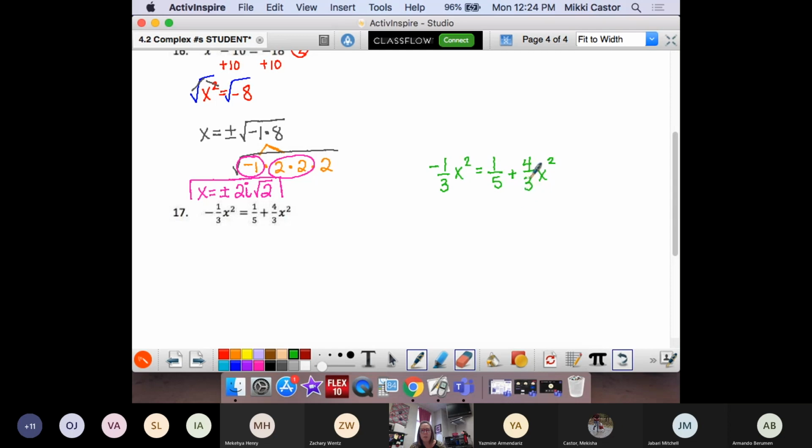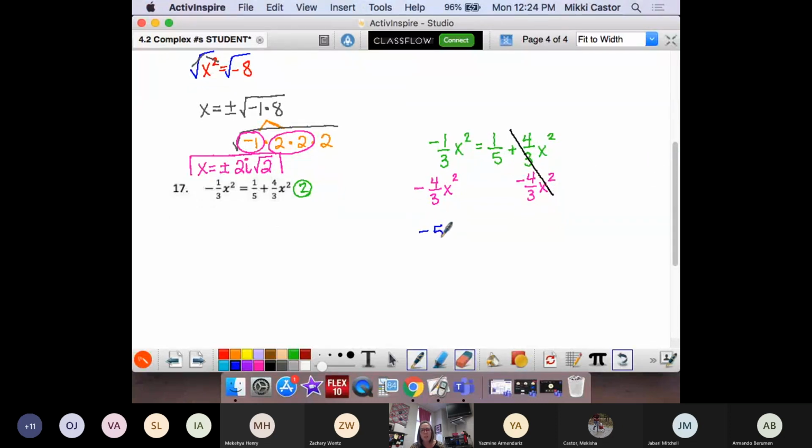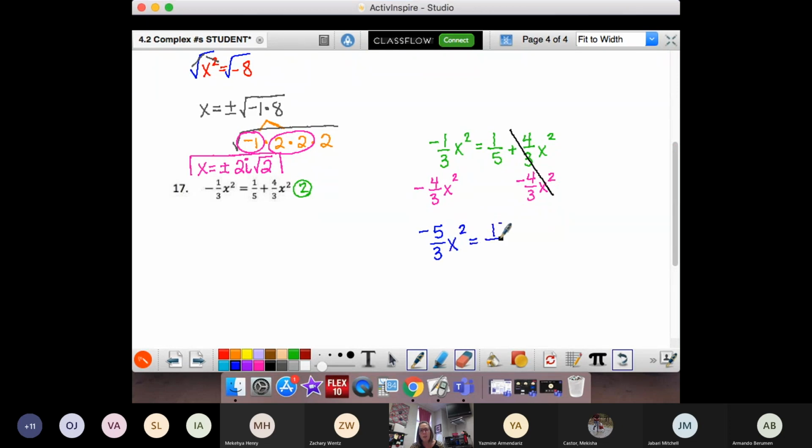Okay. So for this problem, I can also solve it by square roots because all I have are squareds. X squareds is all I have in my equation. I do, however, want to put those x squareds together. So I think the first thing that I would like to do is go ahead and take this 4/3 x squared and subtract it over to the other side. So it gets rid of them over here and combines some like terms over here. So a -1/3 and a -4/3 would give me a -5/3. And now we have x squared is equal to 1/5.